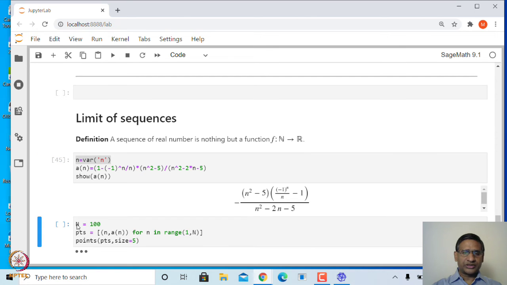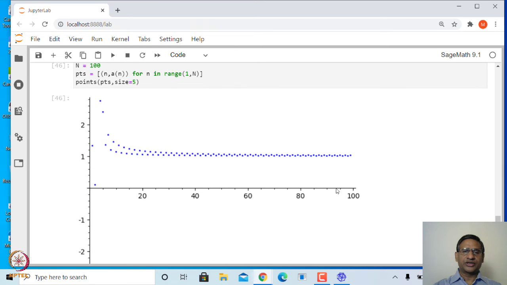If you plot, for example, the first 100 terms of the sequence, then we can say n is equal to 100 and the points are n comma an for n in range 1 to n. You should not say range n, because at 0 it is not defined here. Then you can use the option called points to plot these points. That is how the first 100 terms of the sequence look. You can see that in the beginning it is quite random, but as we increase n, it is becoming somewhat closer to y equal to 1.